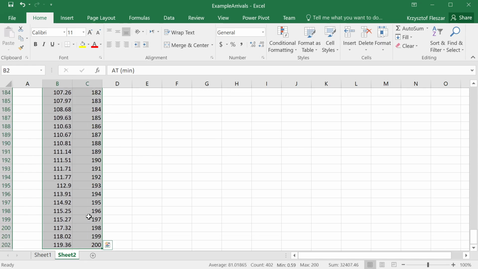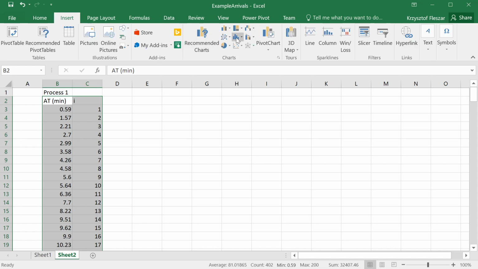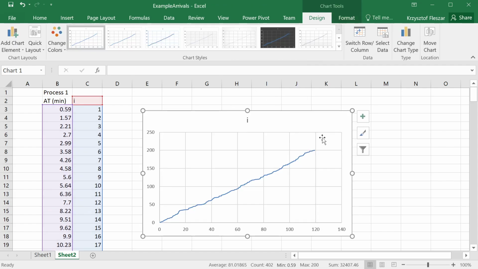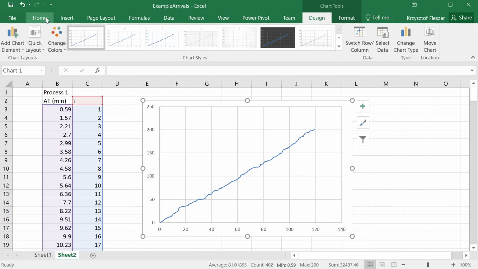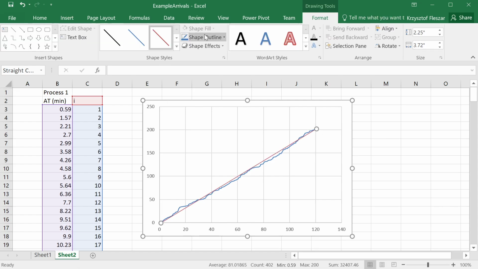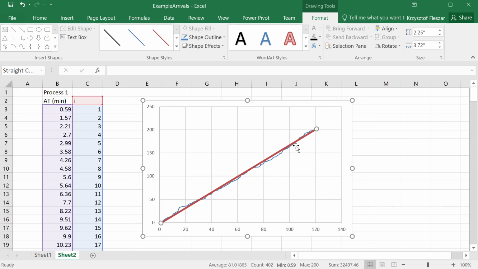If I now select this and insert a scatter chart, perhaps as a line, you will see that I have something that is actually quite close to a straight line. And I can verify this by plotting a line. I go to insert, and then I just plot a line manually. You can see that the line I'm plotting is very close to the chart that I drew. So this first process seems to be stationary.